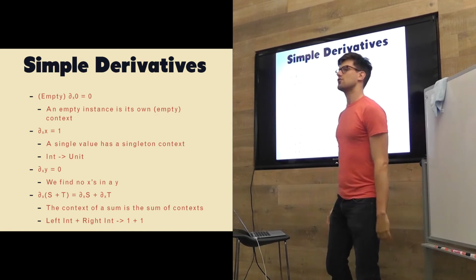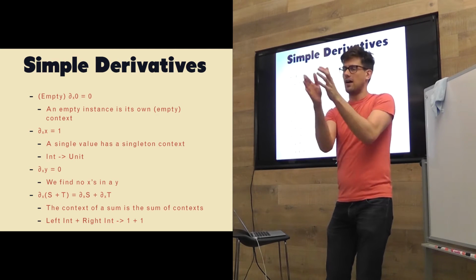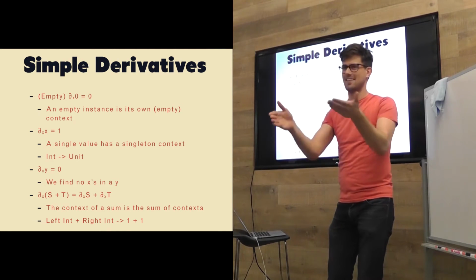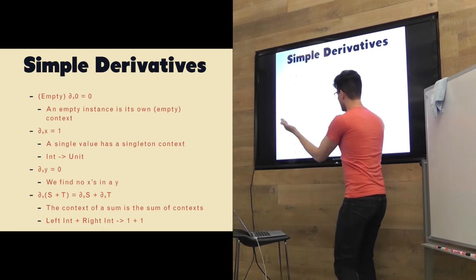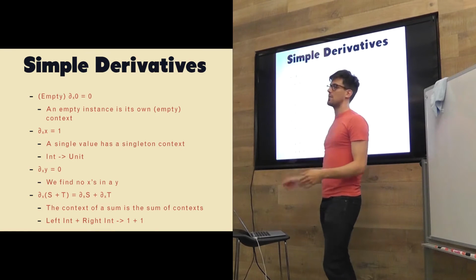It is one, right? So if you have an int, how do I get an int hole in that int? Well, there's only one way to do it. That's it. It is the hole. Int to unit. Cool. Now, what I meant to say earlier was, how do I find x's in a type that isn't it?